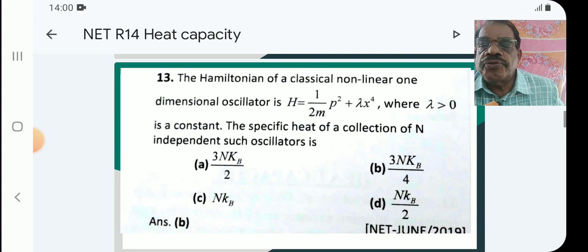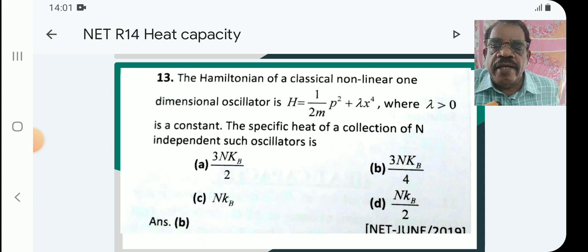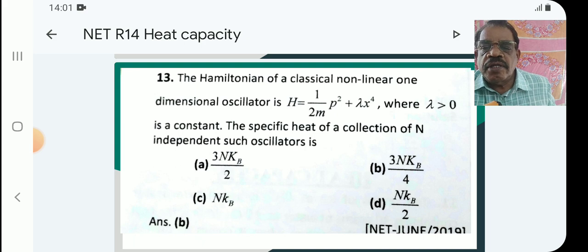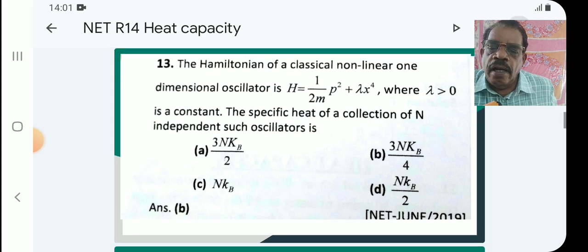And you remember, this question needs a lengthy calculation. So the calculation is not given. You try to remember the answer by heart. The answer is 3NkB by 4. If the question is repeated, you can easily write it without doing the calculation, which is a little lengthy.